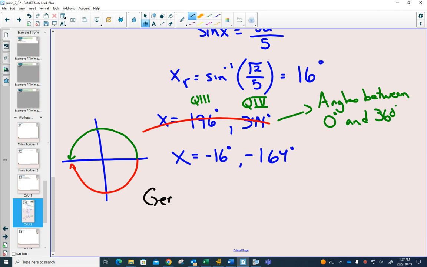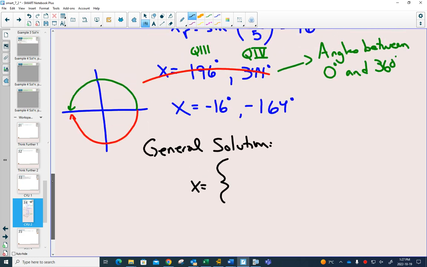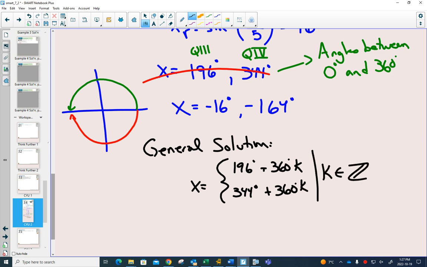And then our general solution, because this question asks for the general solution as well. And this is where sometimes you might write a general solution that looks different than the answer key in the textbook. For me personally, I would use the first two answers we found, 196 degrees and 344 degrees, plus 360 degrees times k, where k is an integer. But you could have also used negative 16 and negative 164.